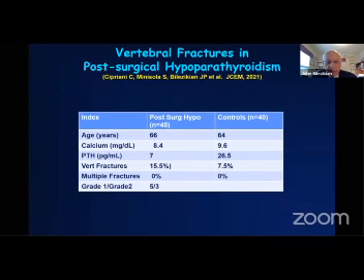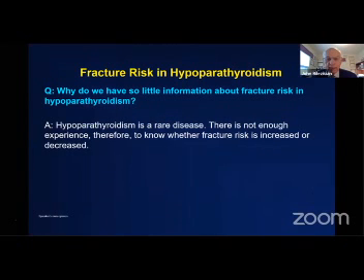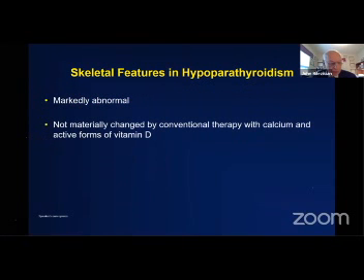Again, clear-cut hypoparathyroidism. And again, you can see higher incidence of vertebral fractures in the hypopara group compared to the control group. And again, the fractures were a mixture of grade 1 and grade 2 by the Genant semi-quantitative methodology. Now, this is where we are, and you could say, well, why don't we know more about fracture risk and hypoparathyroidism? And I think the answer is because it's a rare disease, and we really don't have enough epidemiology to be certain about whether or not fracture risk is increased or decreased in hypoparathyroidism.